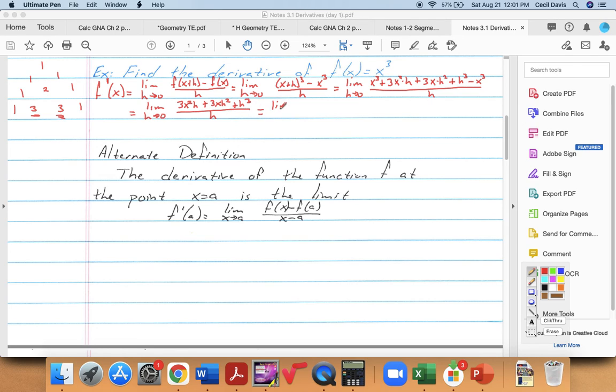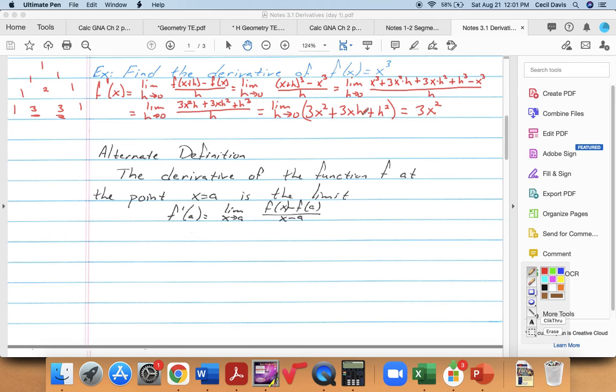So this will be the limit as h goes to 0 of 3x squared h divided by h is just 3x squared, plus 3xh squared divided by h is 3xh, plus h cubed divided by h is h squared. Take the limit as h goes to 0. If h goes to 0, the 3x squared is unaffected.